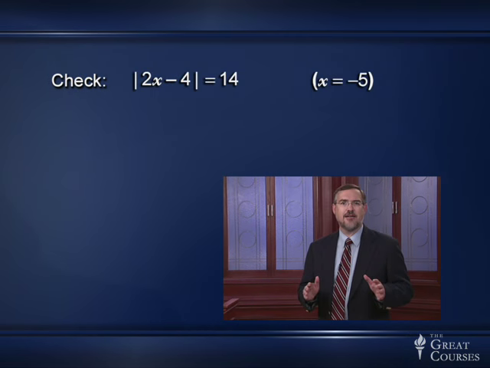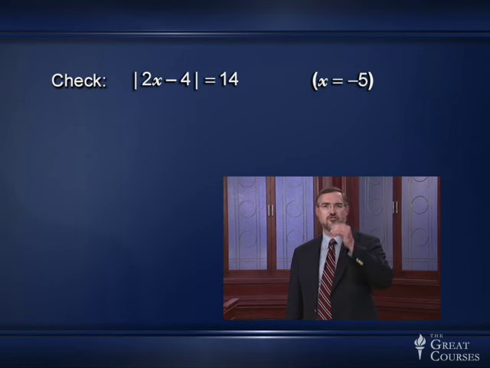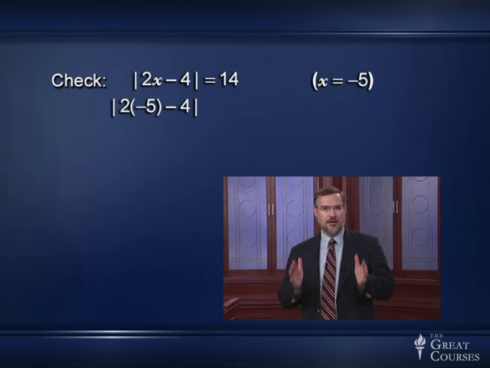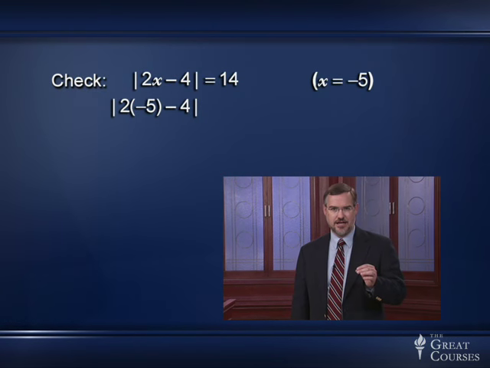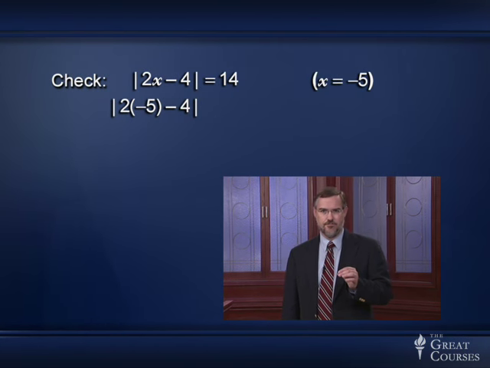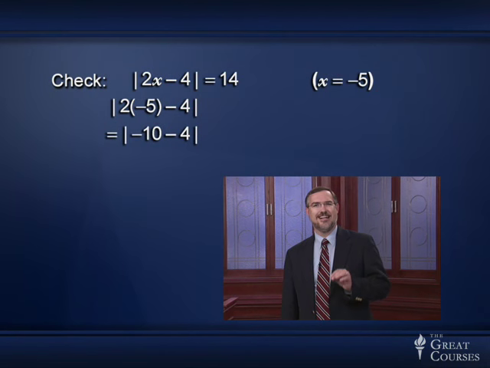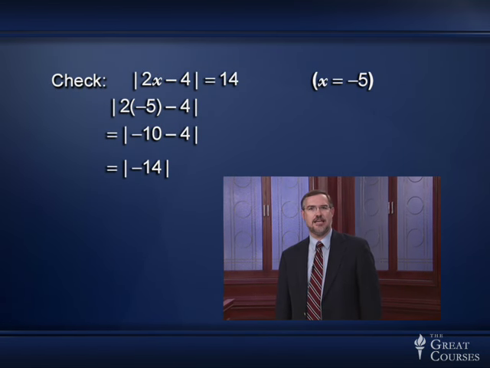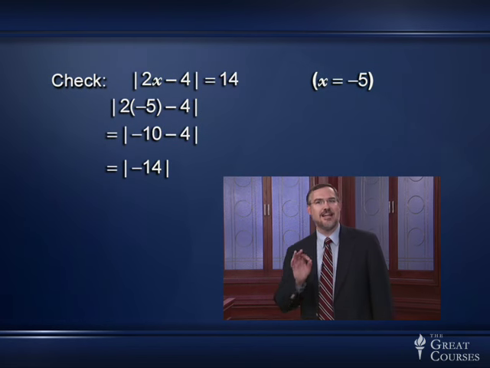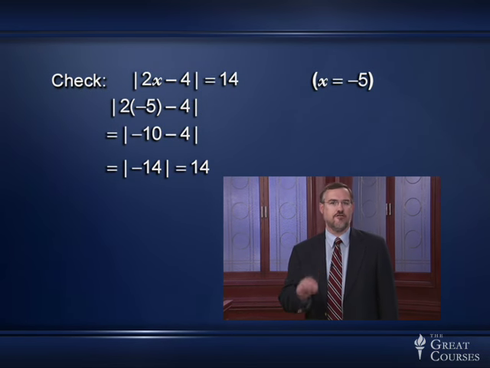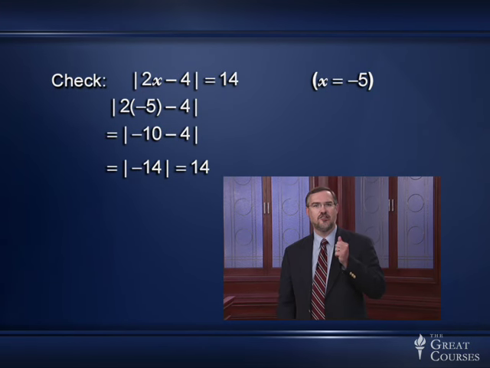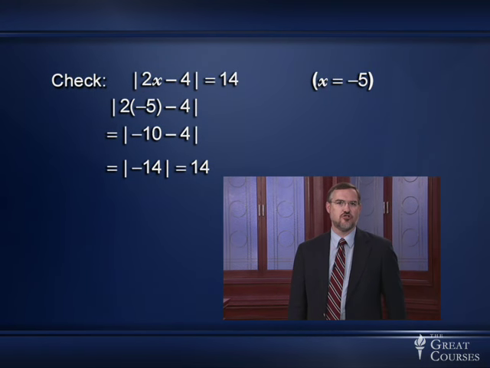Let's check that by plugging negative 5 into the original equation. When I do that, I have absolute value of 2 times negative 5 minus 4, which is absolute value of negative 10 minus 4, which is absolute value of negative 14, and the absolute value of negative 14 is 14. And that was the right-hand side of the original equation, so negative 5 really is a solution as well.